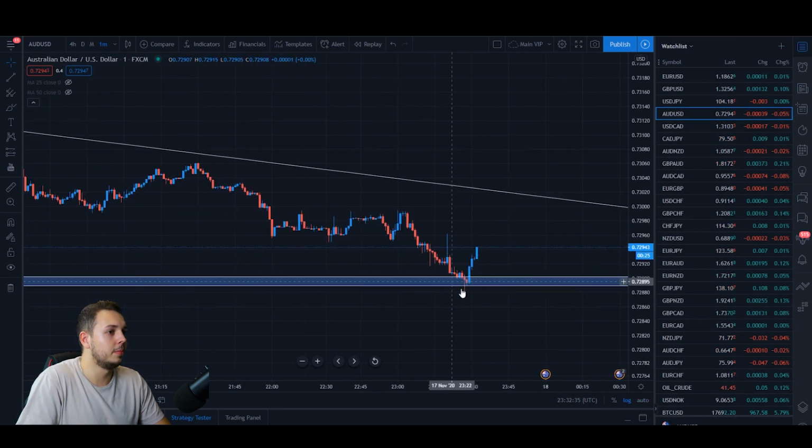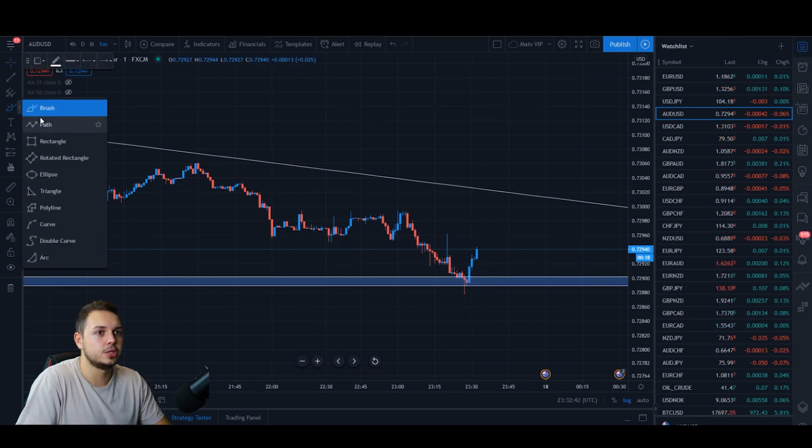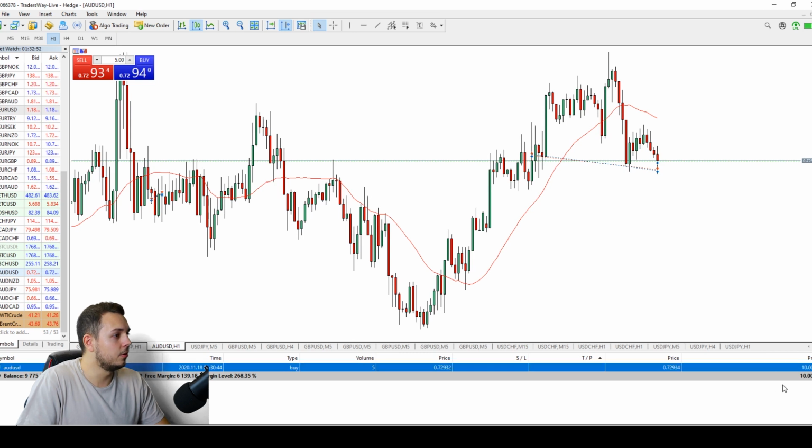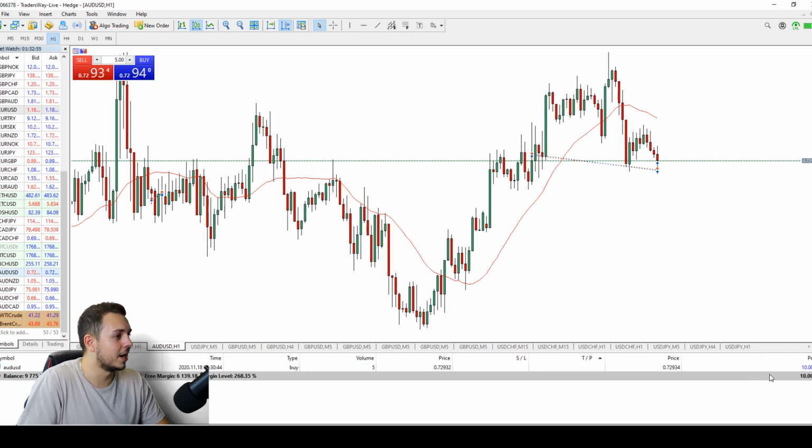But as you can see, pullback is happening very nicely at the moment. It's near this area zone where I said it might turn around. So let's just use the rectangle tool and mark it. As you can see, this area zone was respected. So currently $10 in profit. Not much actually, not much.